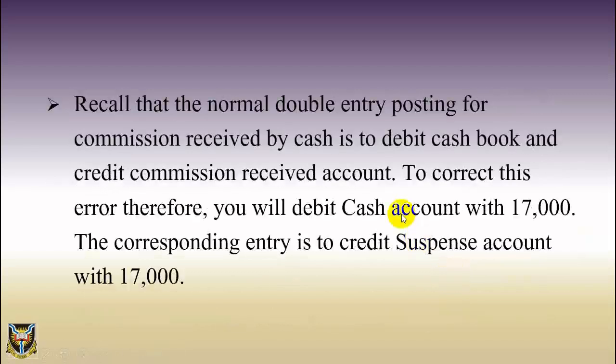D. Recall that the normal double entry posting for commission received by cash is to debit cash book and credit commission received account. Since 13,000 was posted to the cash book instead of 30,000, it implies that the debit side of the cash book has been understated by 17,000, that is 30,000 minus 13,000. To correct this error, therefore, you will debit cash account with 17,000. The corresponding entry is to credit suspense account with 17,000.